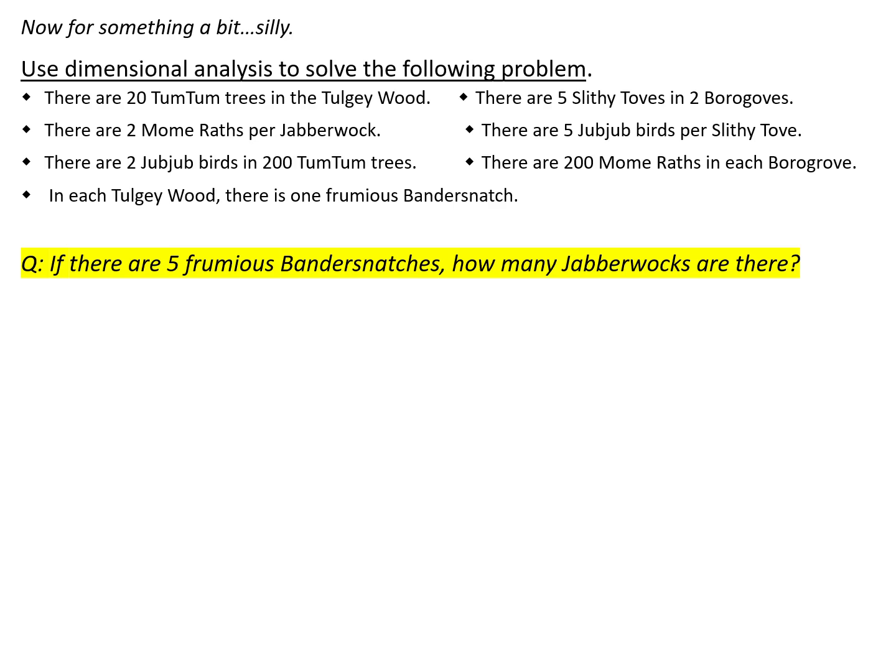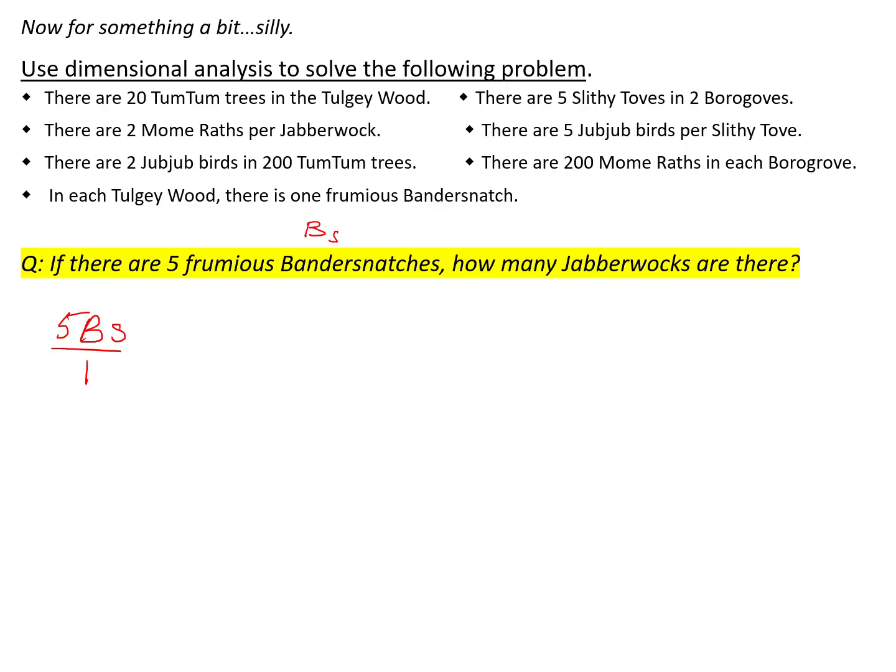So the key to this one is just to make up some units. So right here we have 5 Fruminous Bandersnatches. So I'm going to say a Bandersnatch unit is going to be a BS. So our starting number is 5 BS, put it over 1.